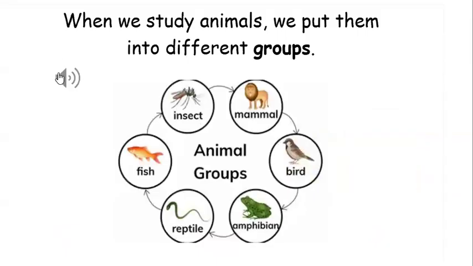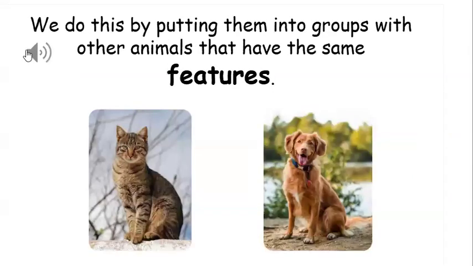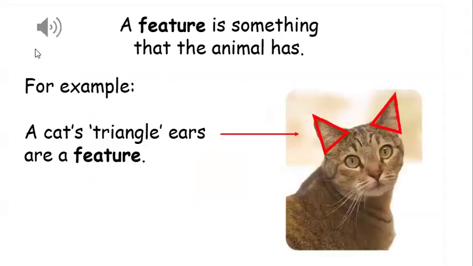When we study animals, we put them into different groups. We do this by putting them into groups with other animals that have the same features. A feature is something that the animal has. For example, a cat's triangle ears are a feature.